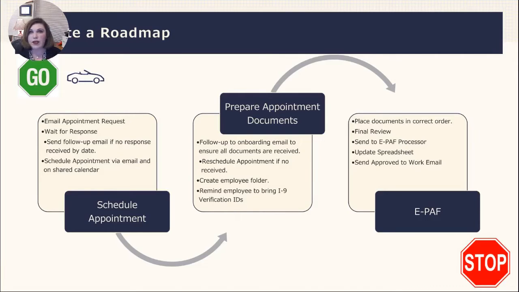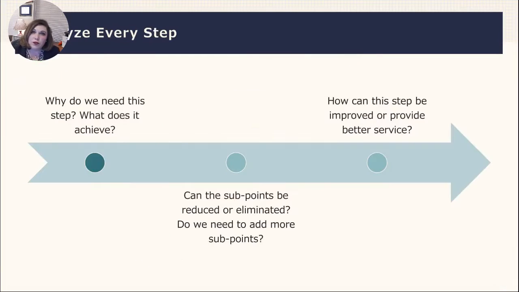Stop at every point along the way and ask yourself, why do we need this step? What does it achieve? Can the subpoints in this step be reduced or eliminated? How can this step be improved or provide a better service? And do we need to add a step here to provide that better service? Repeat that process until you reach the end of your map.